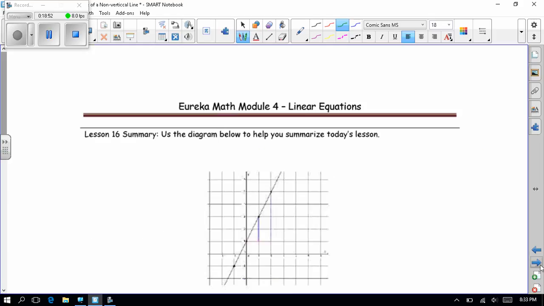We're not going to do the rest of the examples on this page, but what I would like you to take some time to do between now and class tomorrow is the summary on page 27. You actually have a diagram here that you can draw on and actually label up and summarize the lesson, the learning that we had today, and put it into your own words. And then we'll go over that tomorrow. So I hope you have a good night, and I'll see you in class.